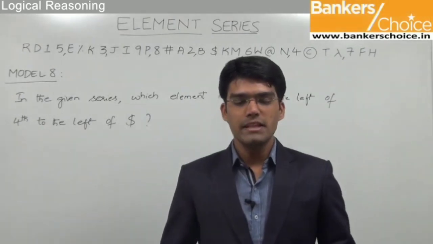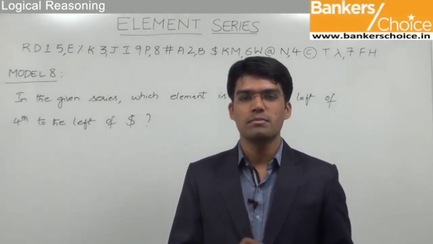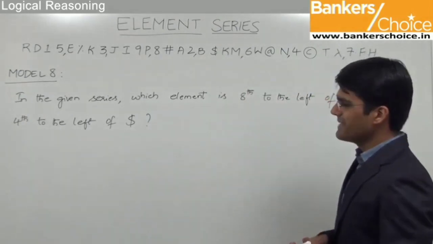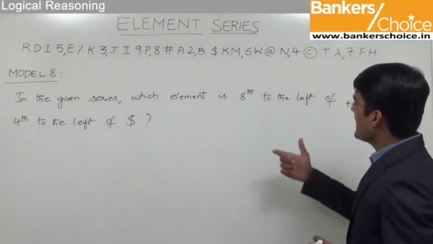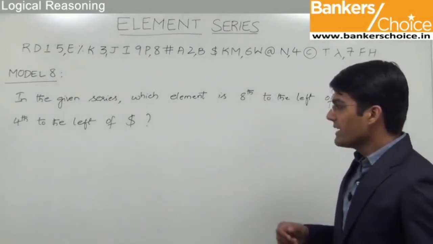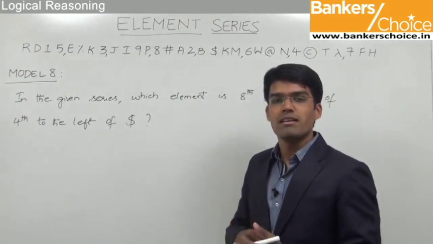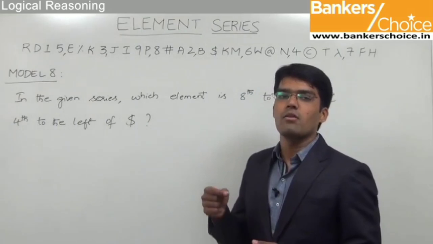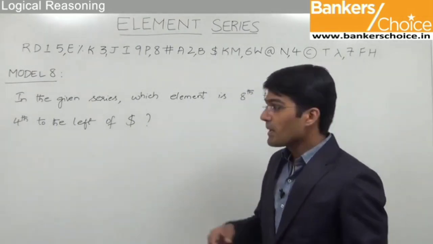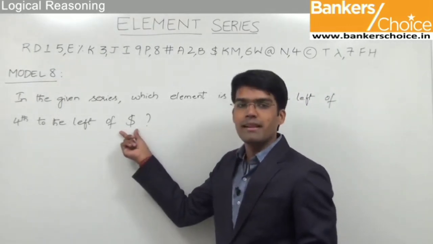Let us now discuss the 8th model from element series, where we have to find out a particular element based on the positions given with respect to some other element. The question is, in the given series, which element is 8th to the left of, 4th to the left of $? As you can see here, the difference between this model and the fourth model is, in model number 4, we were trying to find out a particular element from one of the ends, that is either right end or left end. But in this model, we are trying to find out an element with respect to some other element.